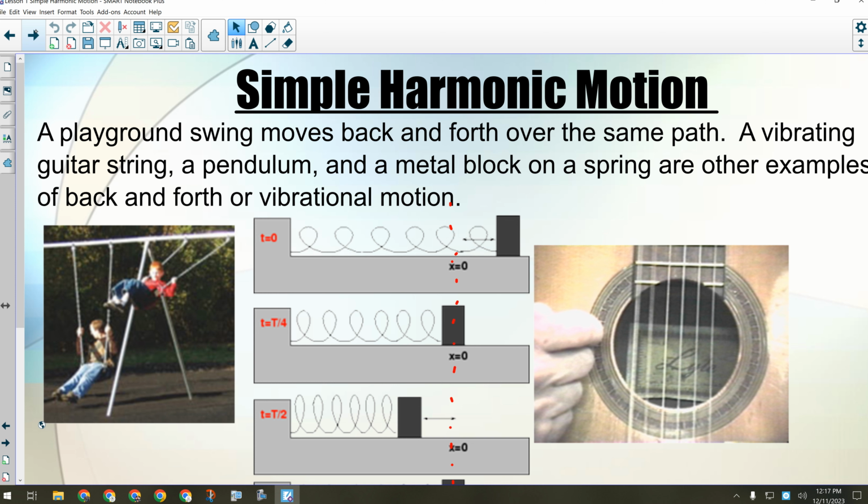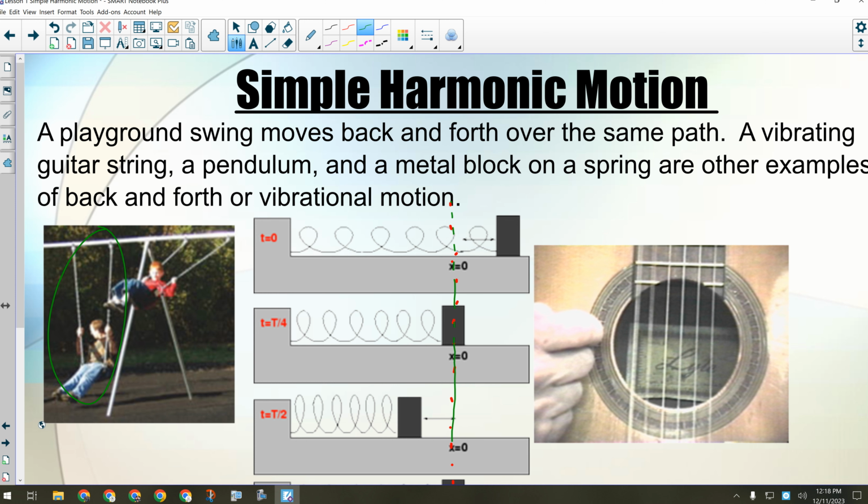So, playground swing, okay, goes back and forth. Vibrating mass goes back and forth. This red dotted line that you see here would represent the equilibrium position of the mass on the spring. For the playground swing, this person here is at the equilibrium position. This person is obviously not. All right, everybody okay with that idea?